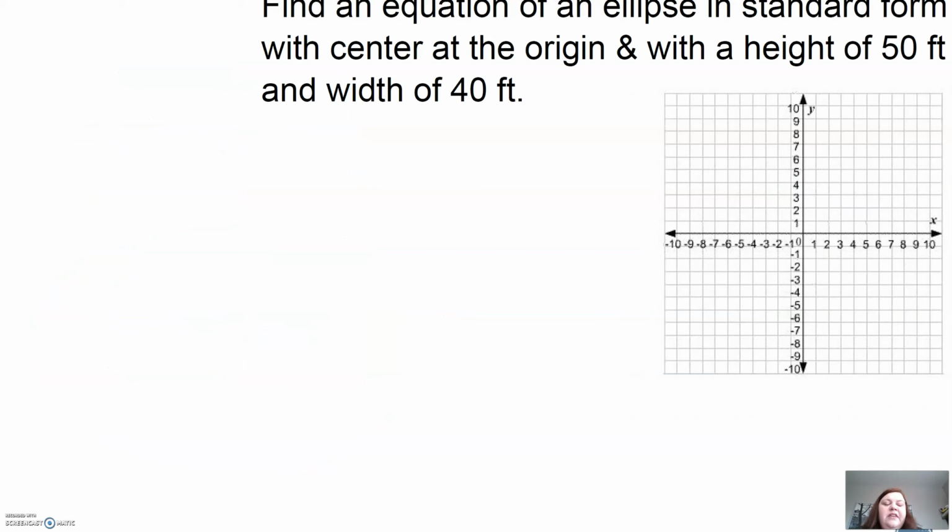Now this can be a tricky question here. Find the equation of an ellipse in standard form with center at the origin and with a height of 50 feet and width of 40 feet. Now you might be thinking, okay, height is with the y value, so it has to be y squared over 50 squared. But 50 is the distance from the top to the bottom. So it's really only going, let's say these are in terms of tens, really only going up here to 2.5, put a little x there, and going down to -2.5. So it's really 25 underneath our y squared. Let me erase that.